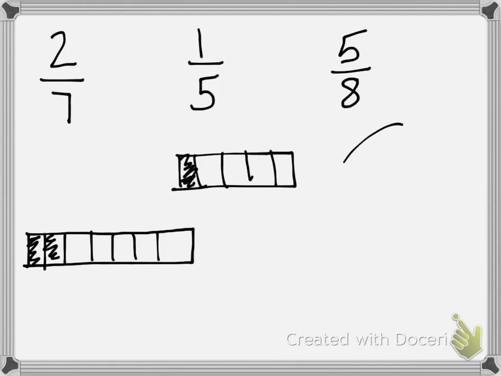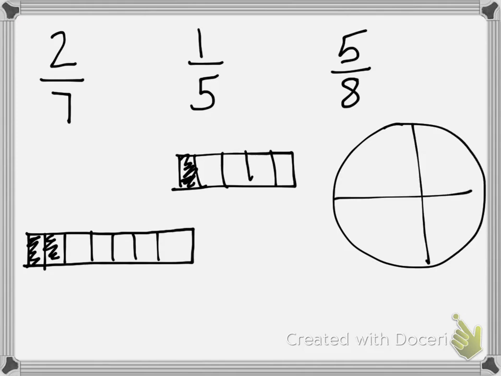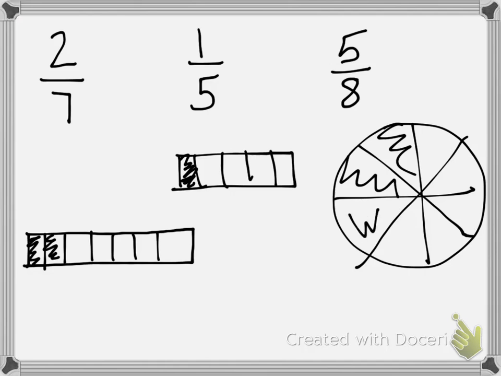8ths are great for pizzas. You can always draw yourself a pizza for your 8ths. And we can see, well, if I have 5 of these, definitely more than half. Okay, so that one would round up.